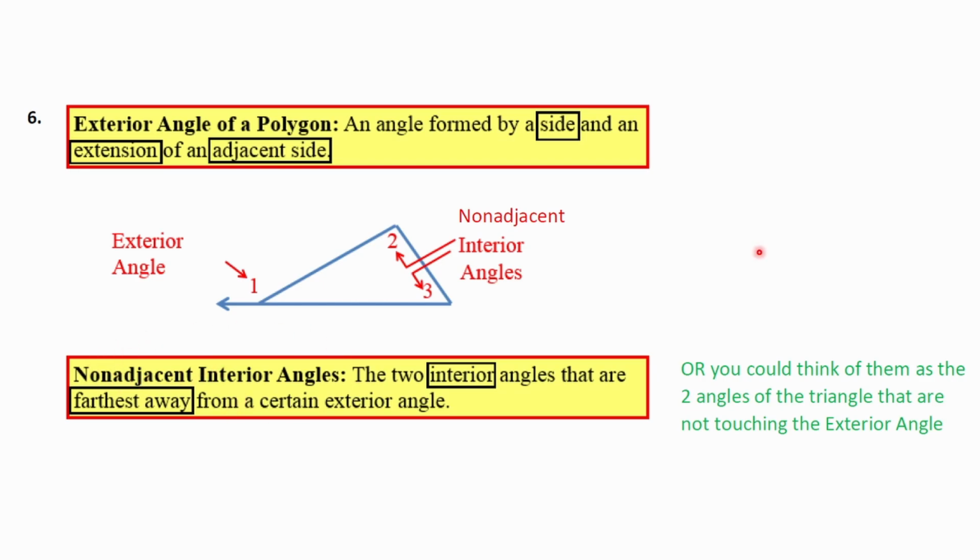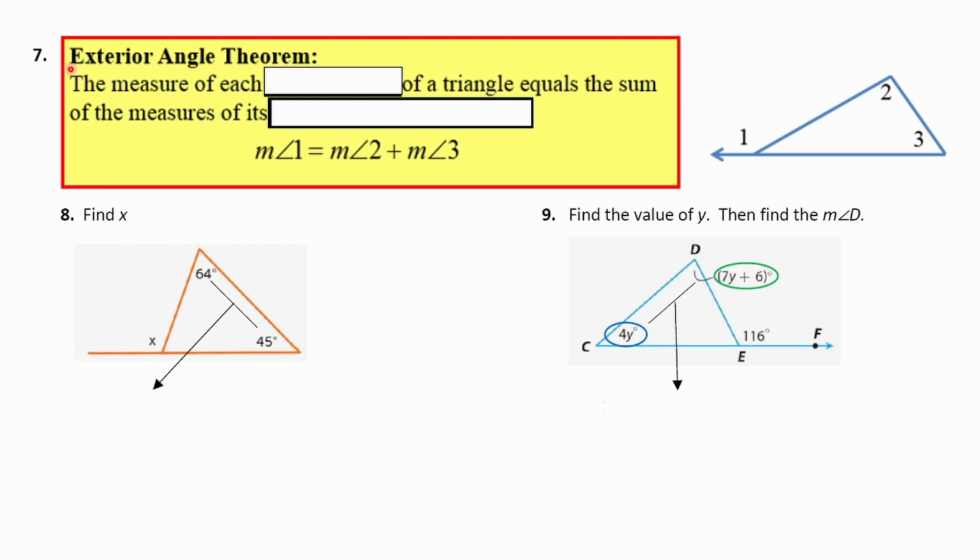All right, I'm just rambling at this point, so let's move on. Exterior angle theorem says the measure of each exterior angle of a triangle equals the sum of the measures of its non-adjacent interior angles. So that's the two things that we just looked at. So that means that this angle 1 right here is going to be equal to the sum of these two angles, 2 and 3, over here. Measure of angle 1 equals measure of angle 2 plus the measure of angle 3.